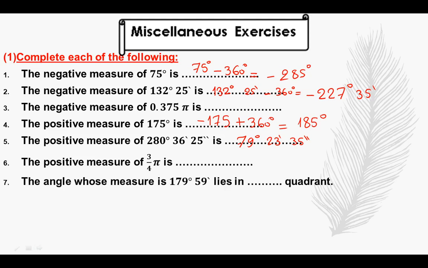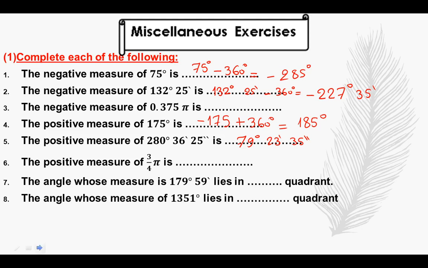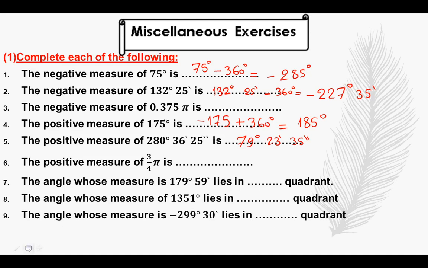Example 7, the angle whose measure is 179 degrees and 59 minutes lies in which quadrant. Here this angle, 179 degrees and 59 minutes, is bigger than 90 and smaller than 180. So it lies in the second quadrant.